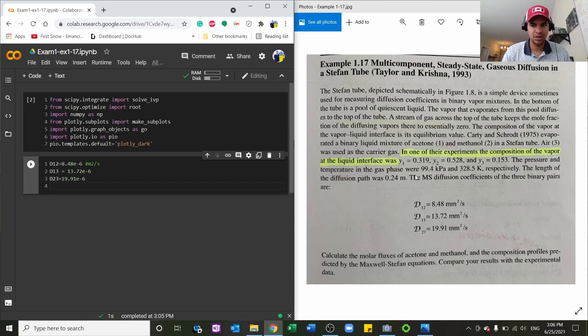And then they also give us the pressure and temperature. So the pressure will be equal to 99.4 kilopascals, or 99.4 times 10 to the third pascals. And then temperature will be equal to 328.5, that'll be in Kelvin. And then we know that the ideal gas constant R will be equal to 8.314, and those units will be meters cubed times pascals over moles times Kelvin.